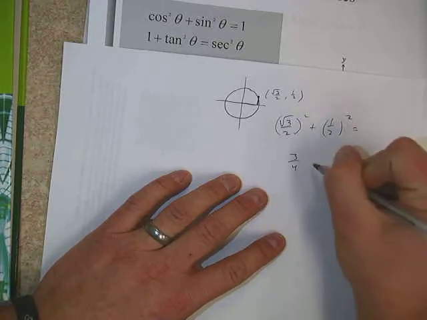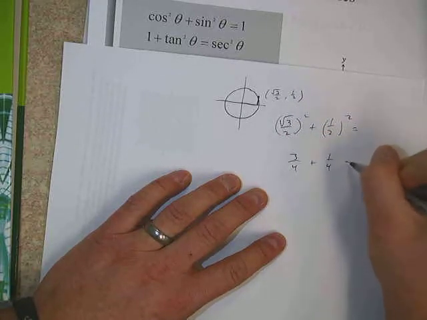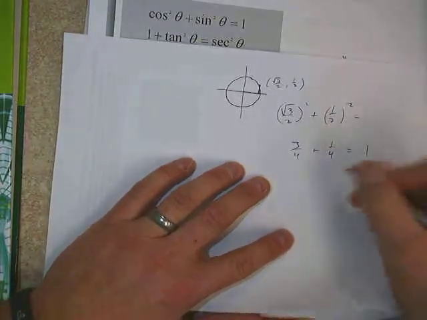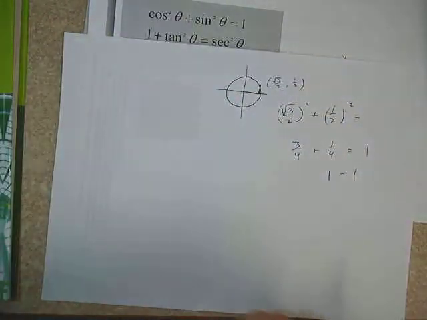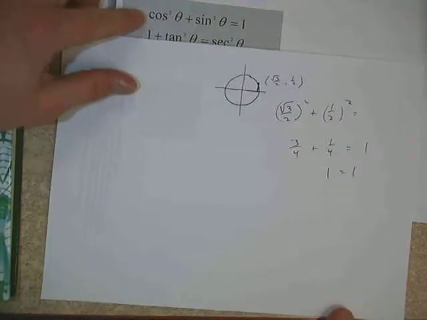It better equal 1, shouldn't it? So no matter what point I pick on the unit circle, if I square this one, I'm going to get 3 on top, 4 on the bottom. This one's going to be 1 on top, 4 on the bottom. And what does 3/4 plus 1/4 equal?